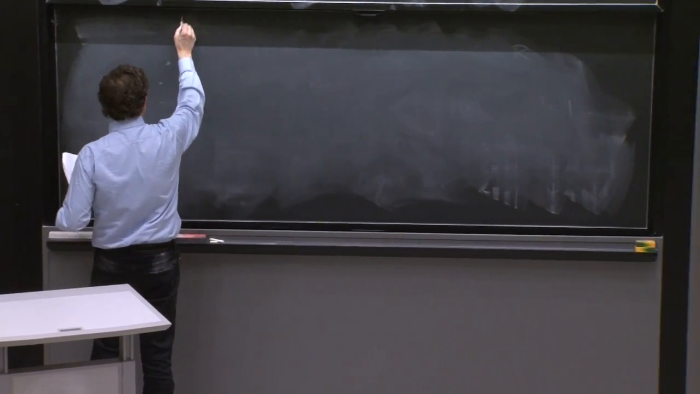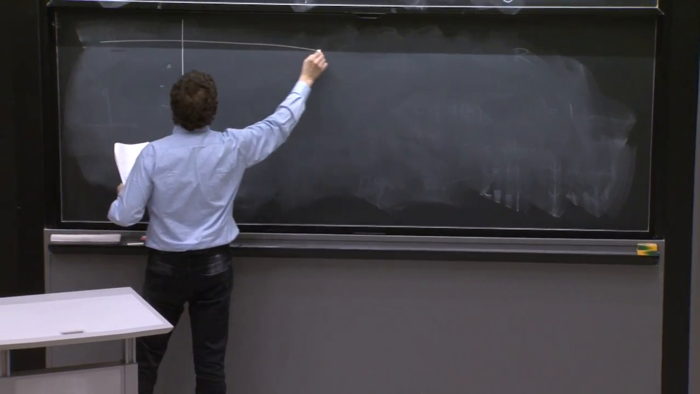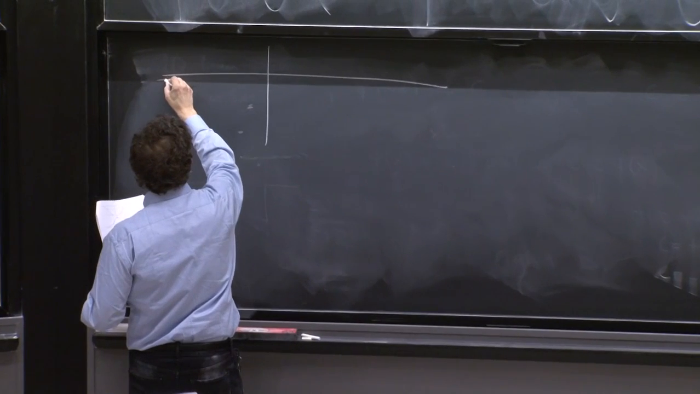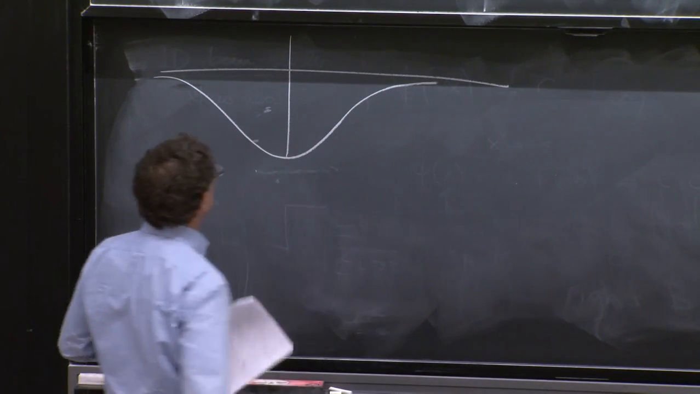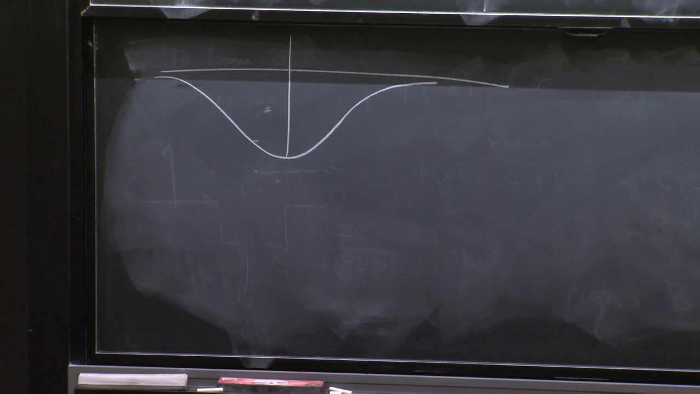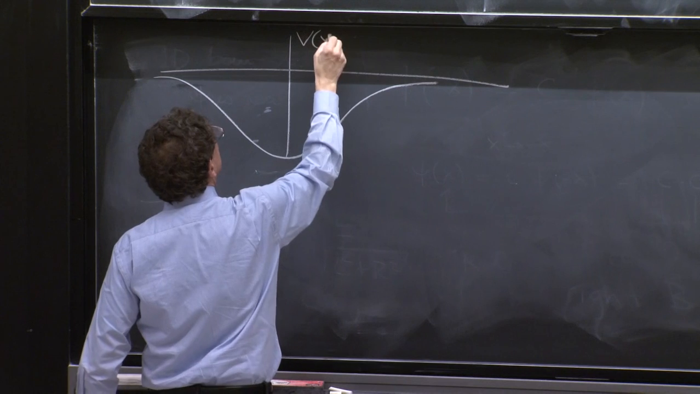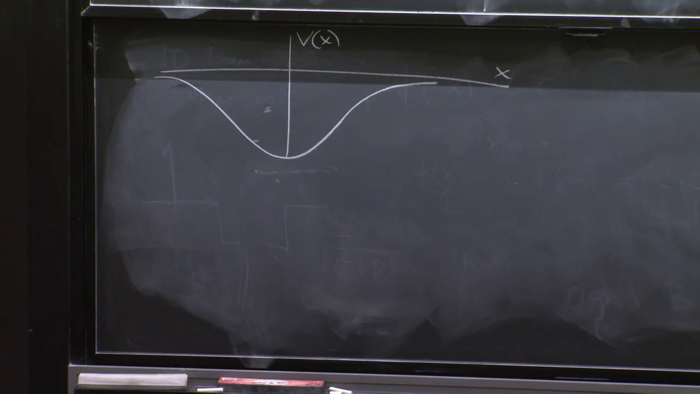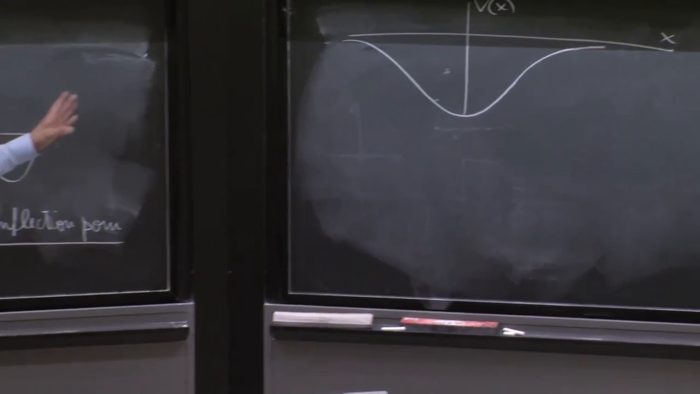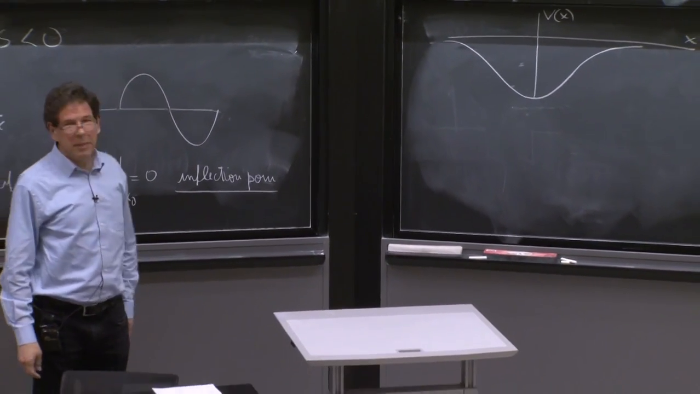Here is your potential. It's going to be a smooth, nice potential like that, V of x. X is x. And now, suppose you don't know anything about the energy eigenstates. Now, this potential will be assumed to be symmetric.